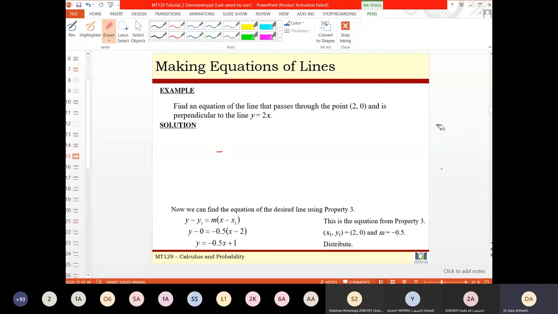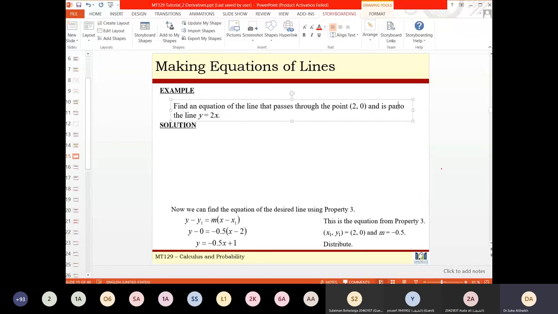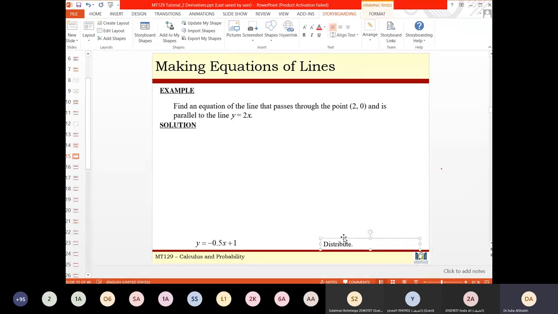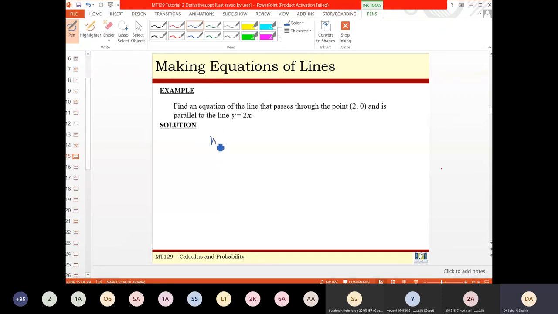Let me say my line is parallel to this line. Your line is parallel to this line. So in this case, what's my slope? My m is exactly 2 because this line has a slope of 2. So my line is parallel to this one, so it has a slope of 2.